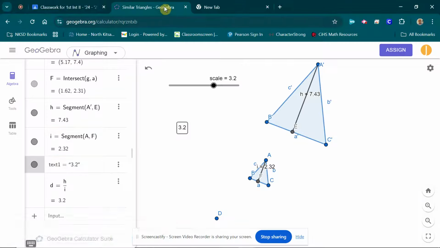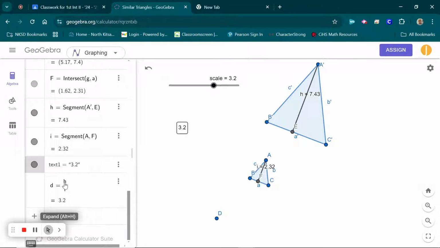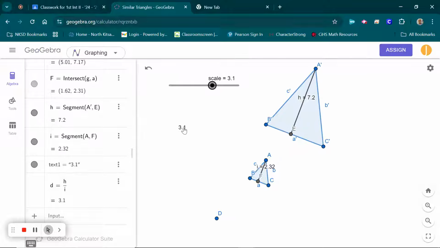So I did some finagling on GeoGebra here while I was on pause. And here's what I did. I did a little calculation. So h divided by I, which was this altitude divided by that altitude, and I got whatever my scale factor was. See that? I can move that around. And then I tried to put it on the screen.